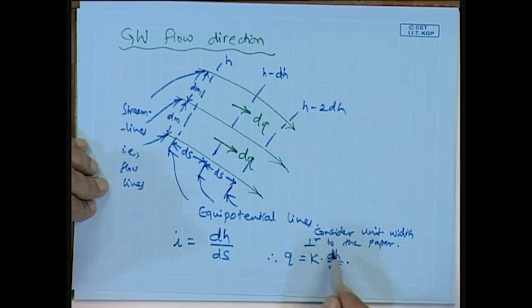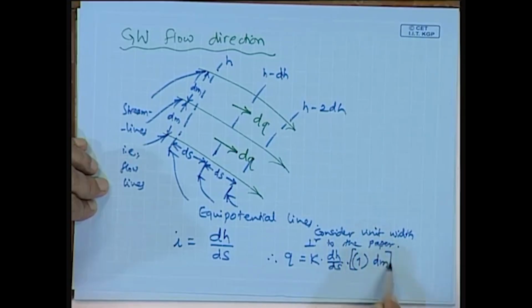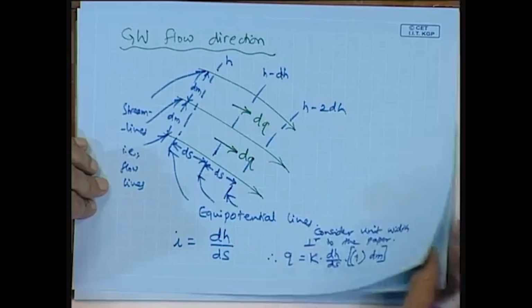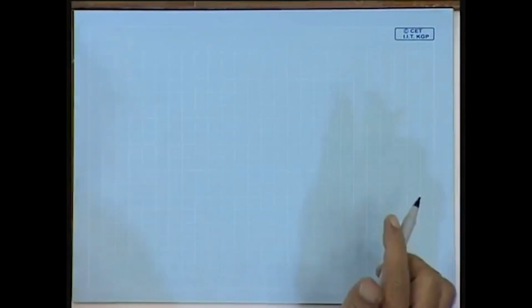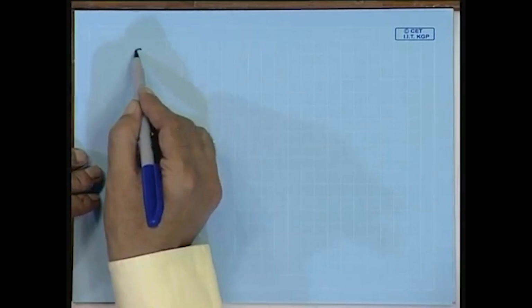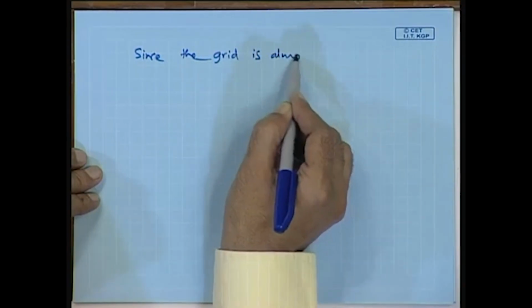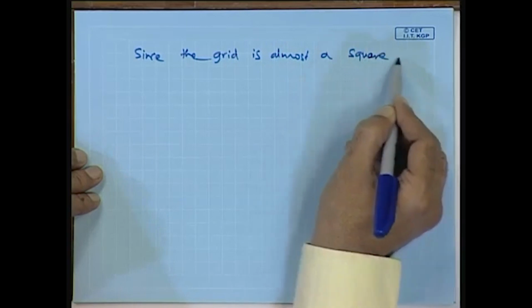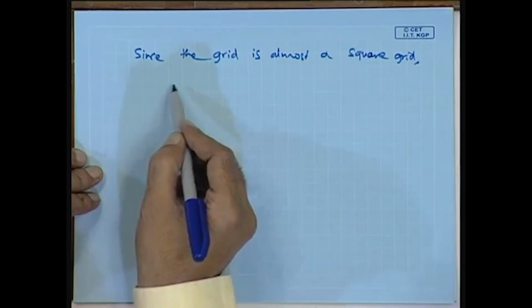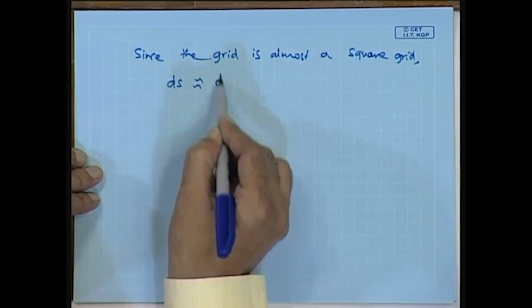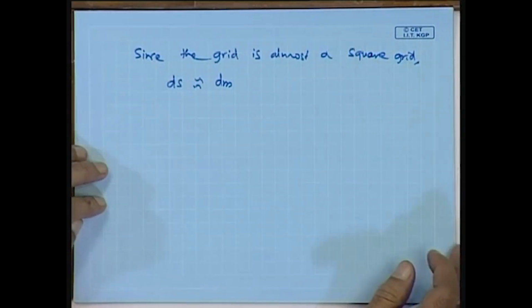So, this is the velocity multiplied by the area, which is simply given by 1 into dm. So, this is the area. Therefore, this is the groundwater flow rate. Since the grid is almost a square grid, we can say this ds is approximately equal to dm, that is, the streamwise distance is approximately equal to the perpendicular distance along the flow net.